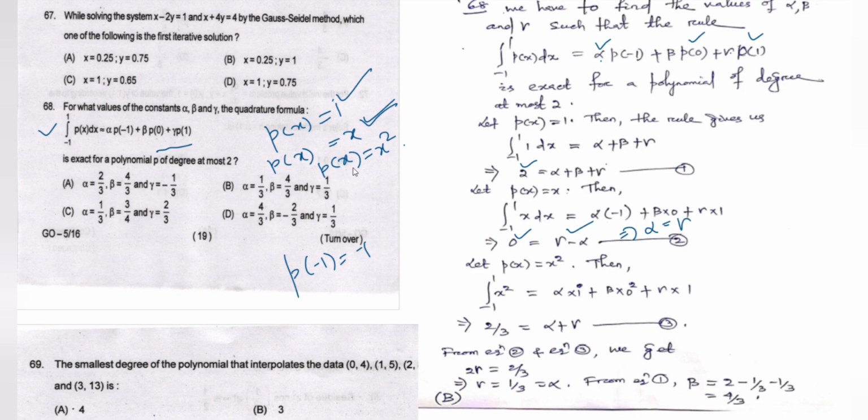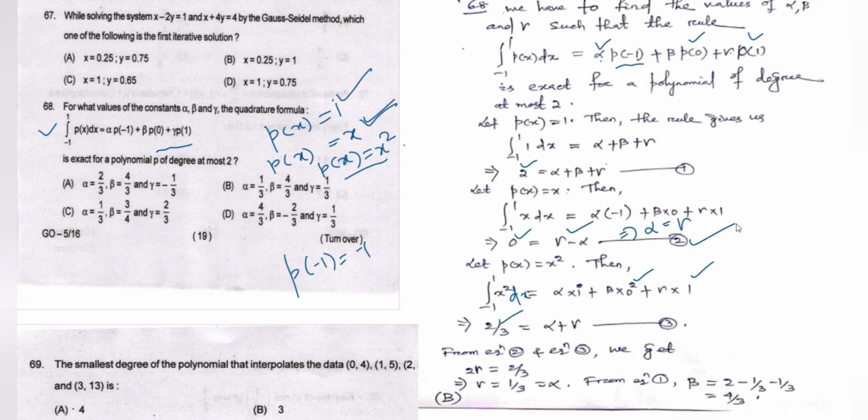And lastly we put p of x equal to x square. On the left hand side we have integration of x square, and on the right hand side we have alpha into p of minus 1. If p of x is x square, then p of minus 1 is 1, p of 0 is 0 square, meaning 0, and p of 1 is 1. So we will have alpha into 1 plus beta into 0 plus gamma into 1. So we have another equation, that is alpha plus gamma equal to 2 by 3.